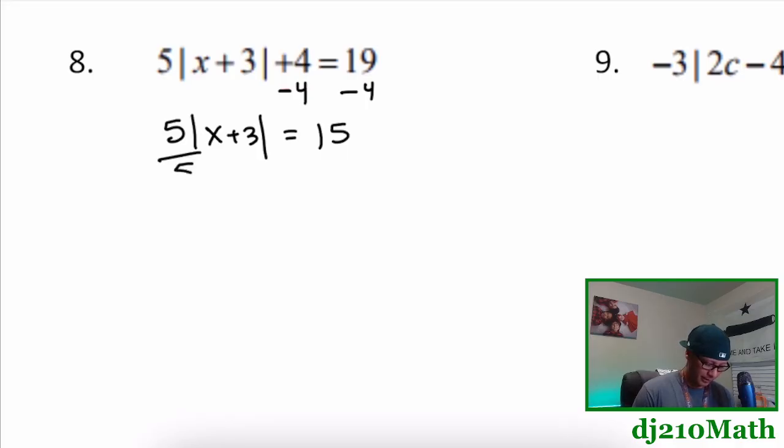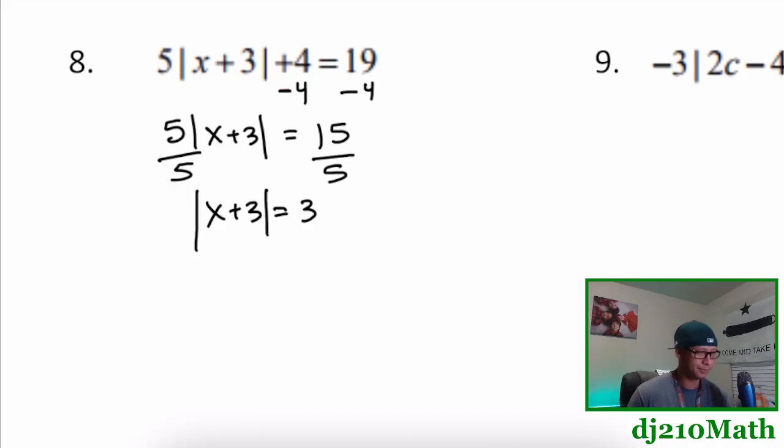Divide both sides by 5. This is absolute value x plus 3 is equal to 15 divided by 5 is 3. Again, absolute value. Because the absolute value is by itself, the answer is positive, we can split this into 2. So x plus 3 is equal to positive 3. x plus 3 is equal to negative 3.